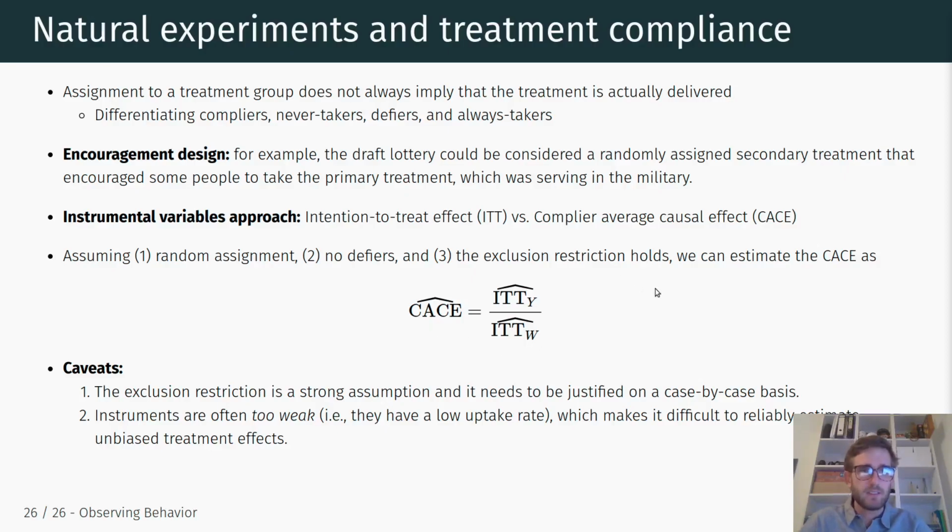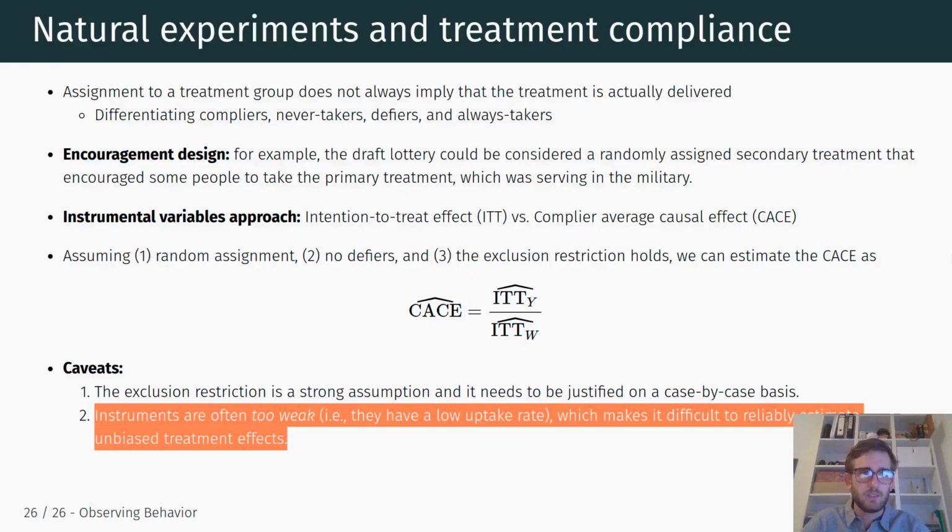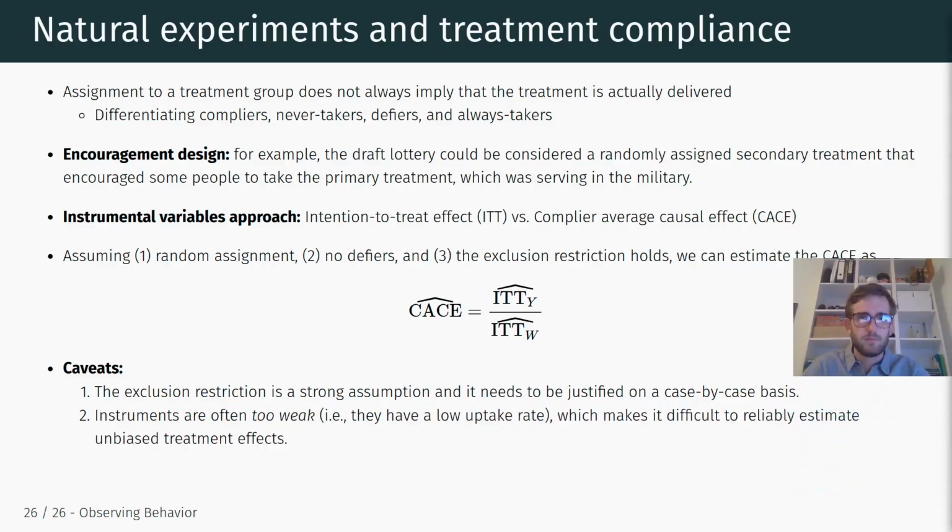There are two important caveats. The first one is that the exclusion restriction is a strong assumption, and it needs to be justified on a case-by-case basis. So in many applications, it doesn't necessarily hold. And second, with instrumental variables approaches, instruments are often too weak, so they're not a strong enough predictor of actually being exposed to the treatment or not, which can make it difficult to reliably estimate unbiased treatment effects.